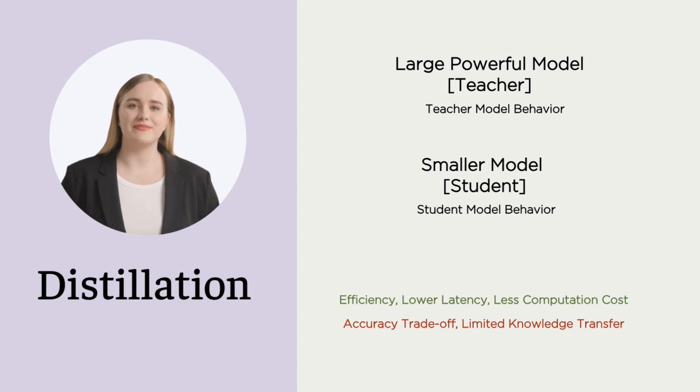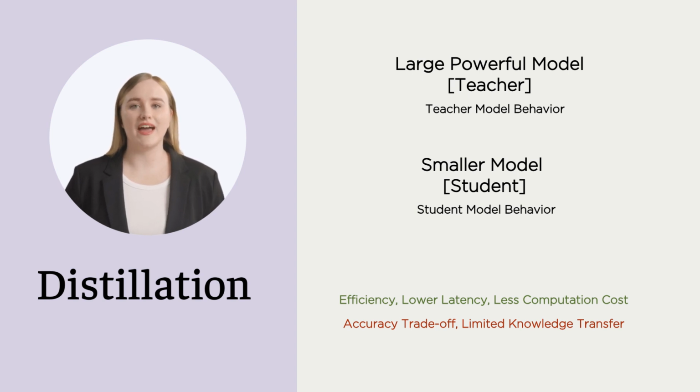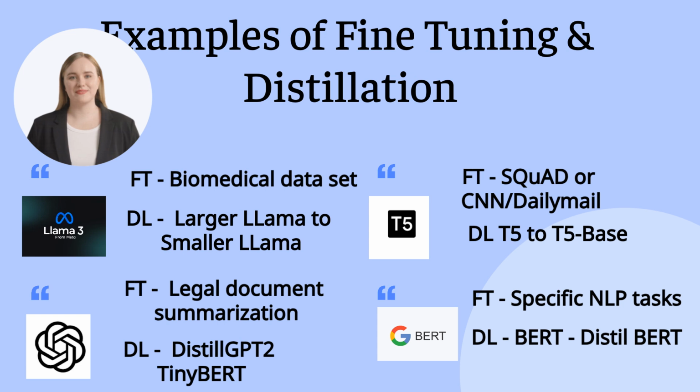Cons. Accuracy trade-off. The distilled model may lose some accuracy compared to the larger teacher model, especially for more complex tasks. Limited knowledge transfer. Some knowledge from the teacher model might not be fully captured by the smaller student model, leading to reduced generalization. Examples of fine-tuning and distillation for popular model families.